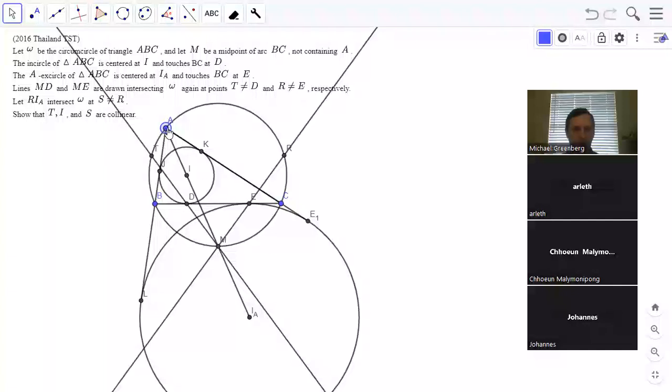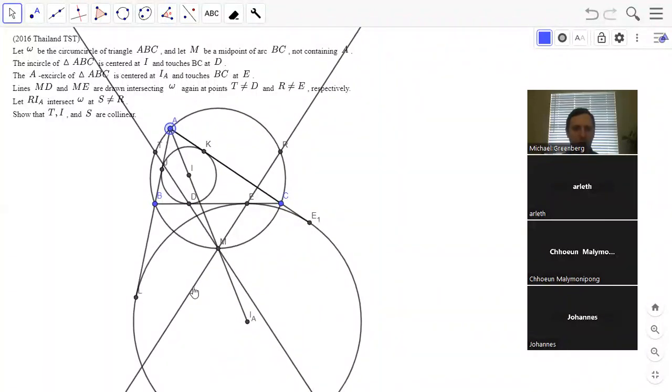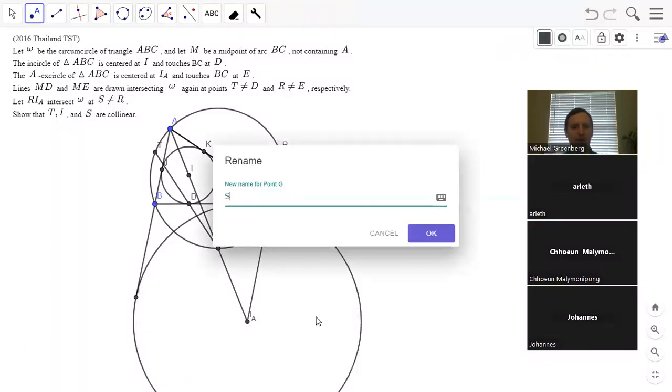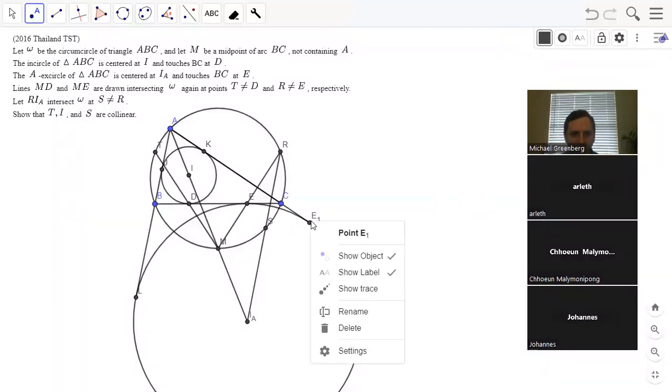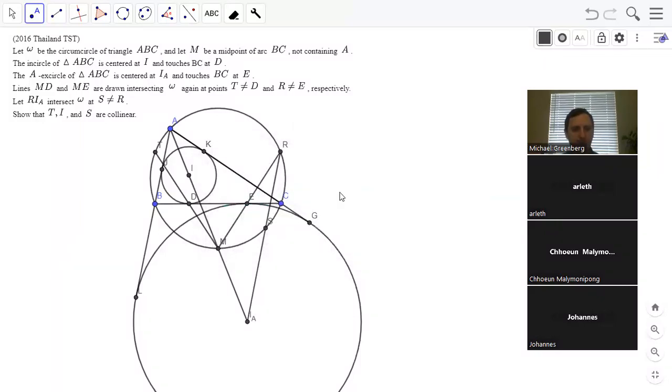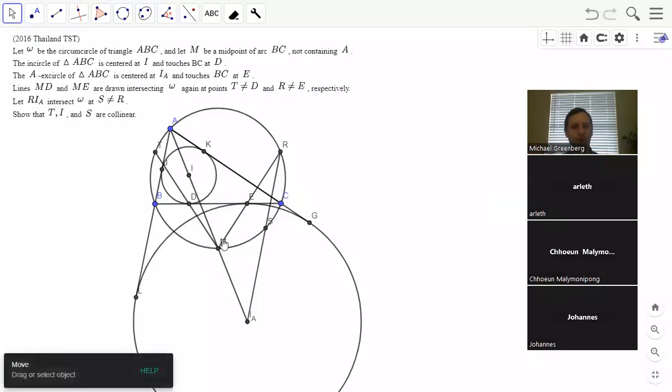Okay. So MT and MR are isogonal. TR is parallel to BC. Let's see what else we can say. It's a lot easier drawing the diagram with these tools. So R I_A intersects the circle at S, and we want to show T, I, and S are collinear. This looks like a good problem. So why don't I call this G right here? Okay. Very interesting.